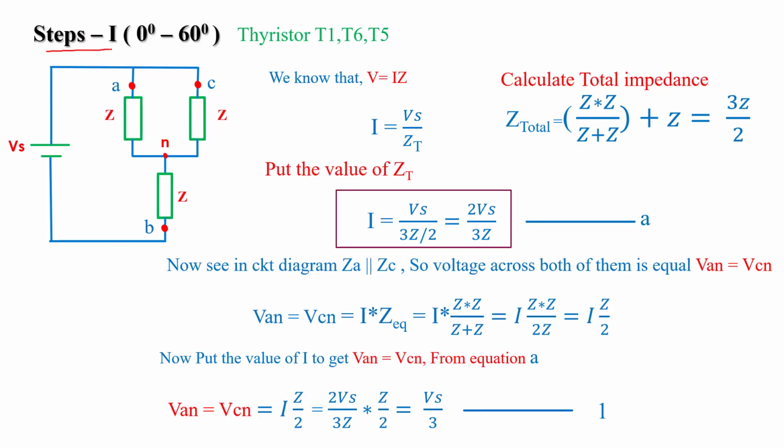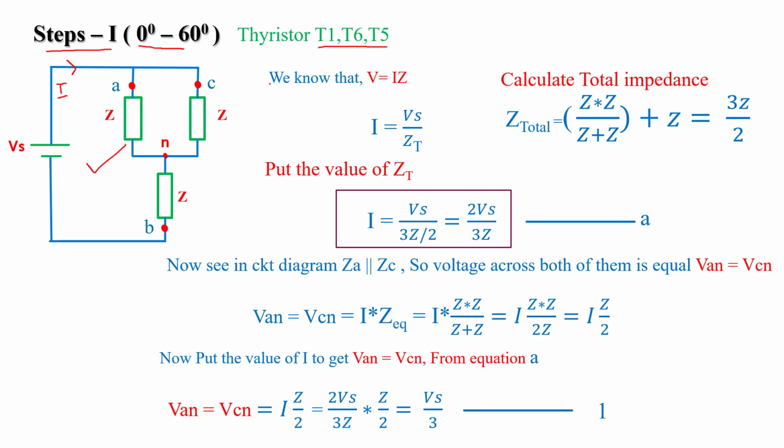In case of step 1, 0 degree to 60 degree, three thyristors will conduct: T1, T6 and T5. We already found the simplified circuit diagram for step 1. Here we see phase A and C are parallel with each other. If these two phases are parallel, the voltage across them is equal. It means VAN equals VCN. But in order to find the voltage across each phase, we should first find the current flowing through the circuit, the value of current I.